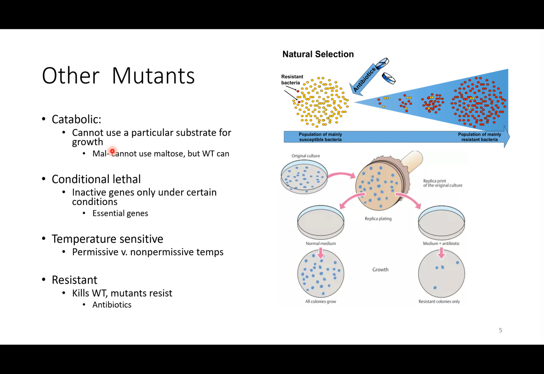Temperature sensitive is another one that is kind of conditionally lethal. So temperature sensitive, there's a permissive temperature that'll grow it, and a non-permissive, either a lower temperature or higher temperature, that'll prevent the growth.